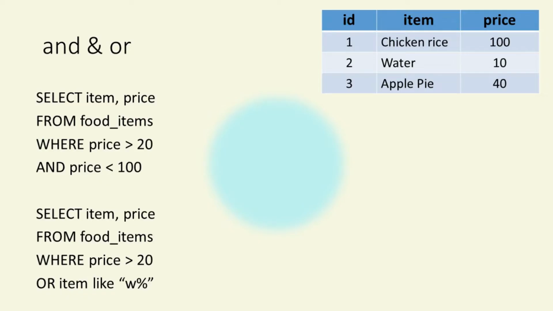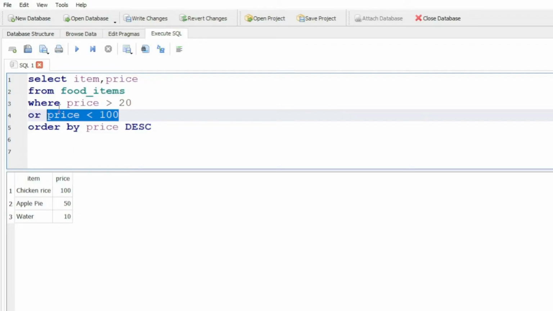We can also use or. So here we've got where price is greater than 20 or price is less than 100, which selects all of the rows. So after where, we can use and many times, or we can use or.